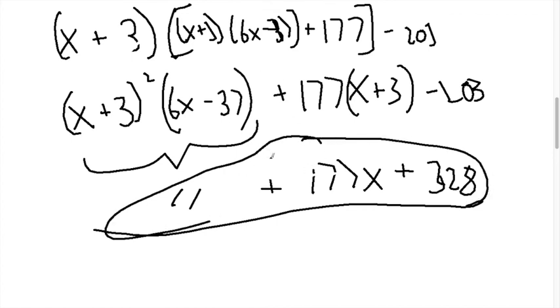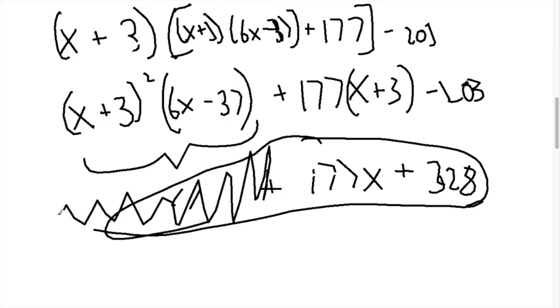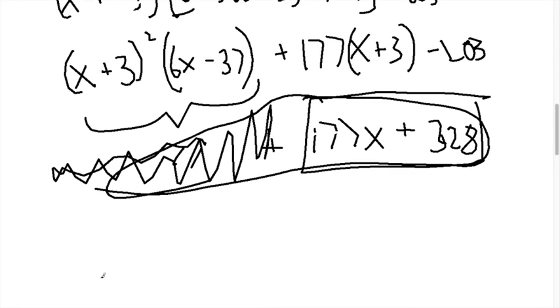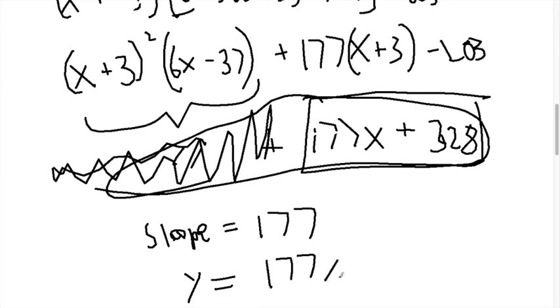Once you are at this point, all you do is disregard the front part and focus on this back half. Looking at it, the rest becomes simple because that is the equation. Just from looking at it, like I said earlier, you can tell what the slope is, hopefully, which is equal to 177, and the equation is y equals 177x plus 328.